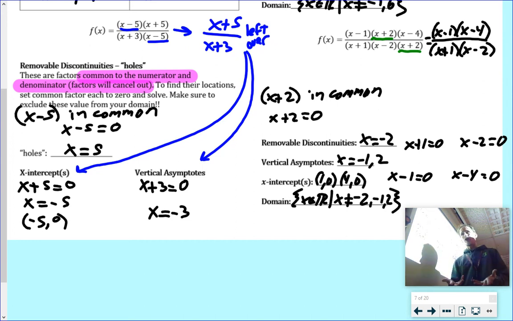So that is analyzing rational functions. Not only do you see a graph in the first part of the video, but also how to find vertical asymptotes, holes, and x-intercepts analytically from an equation.